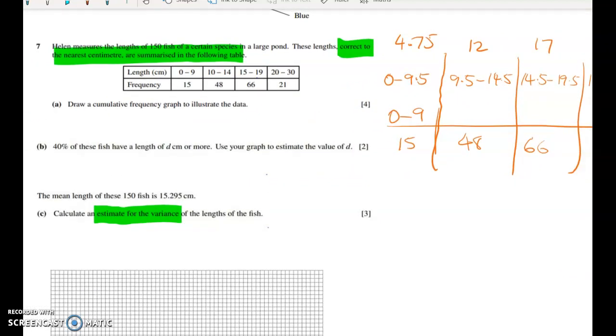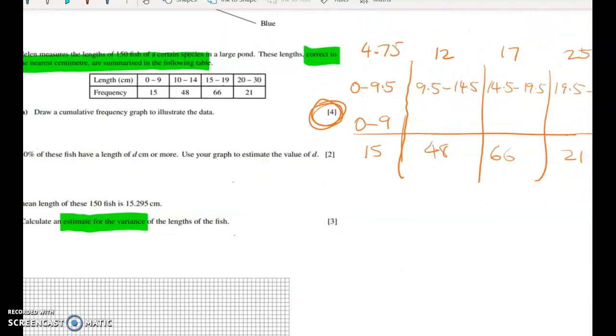We're going to work out an estimate for the variance of the fish. The first thing we're asked to do, and it's for quite a lot of marks, it's 4 marks, we have to draw a cumulative frequency graph to illustrate the data. So things we've got to think about, we've got to label the axes, we've got to choose a scale, we're going to use pencil first, and then we're going to remember that we're drawing a curve, not a line. The first thing to do, I think, is to put down the coordinates of the points that you're going to put onto your big graph. And that is going to help us choose our scale.